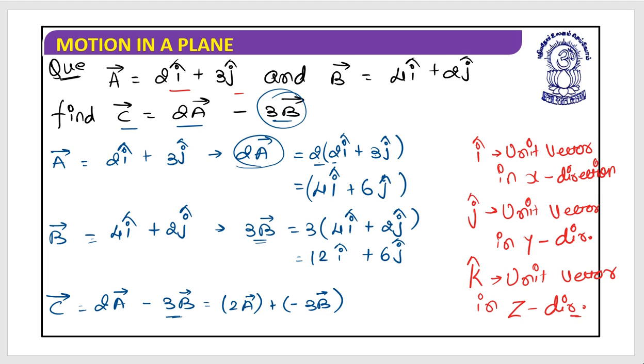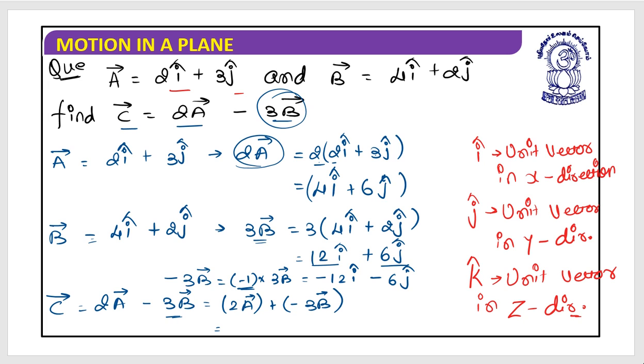Is it clear? So I need to just multiply this by minus 1. If I want minus 3B, it would be minus 1 multiplied by 3B. If I multiply any vector by a negative number, the direction will be reversed. So if it was representing positive x direction, now it will represent negative x direction. The same is true for y and z as well. So this should equal minus 12i minus 6j.